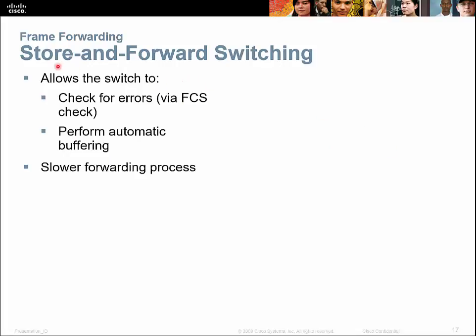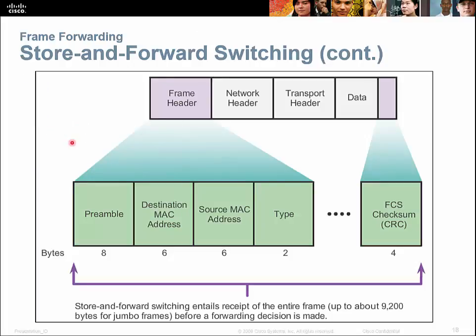Store and forward, like I mentioned before, checks for errors via the checksum it automatically performs, and it's slower in performance because it verifies that the information is correct. It checks it and forwards it. And this is just an example of the frame header, network header. Here's the checksum that verifies the information is correct, where it's going to, where it came from, the type of it, and preamble of what information is being sent.